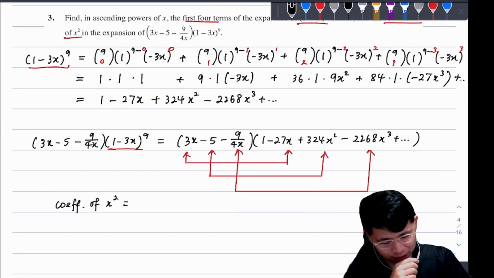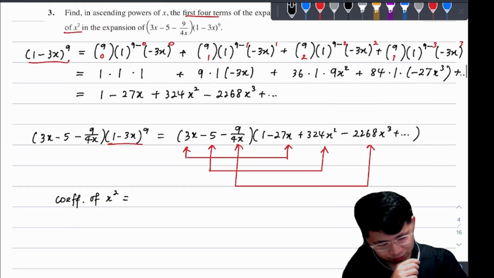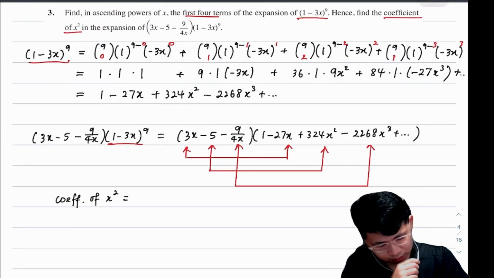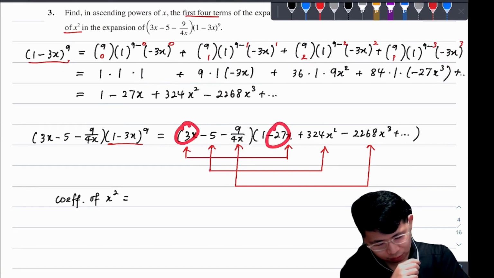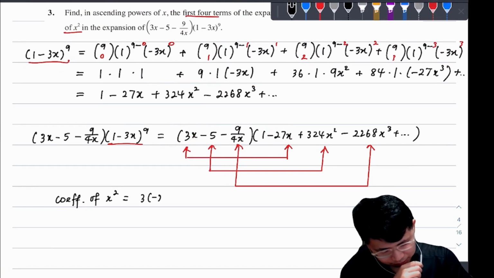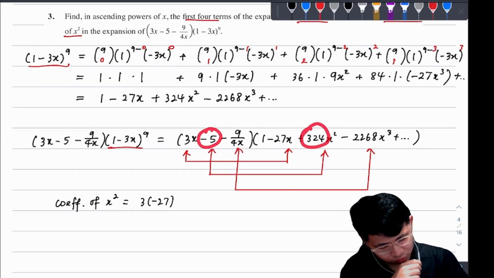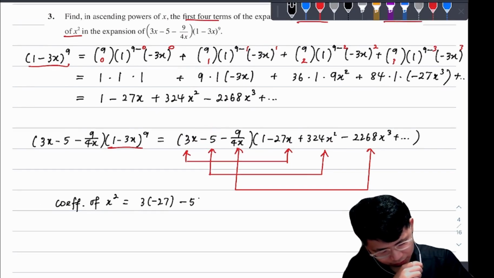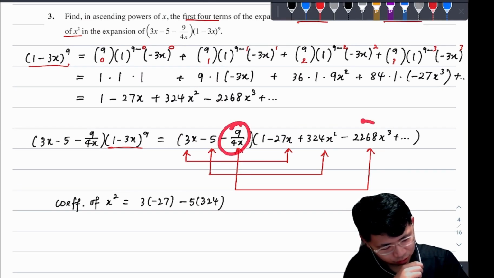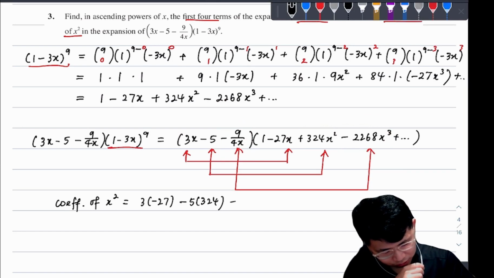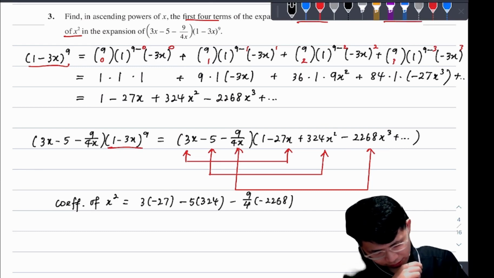Okay, I will just do this. Coefficient of x squared would be the first one, 3 and negative 27. So I have 3 times negative 27. Next one over here, I have negative 5 and 324. So minus 5 times 324. Last one, I have negative 9 over 4 times negative 2268. So let's add all of this together.